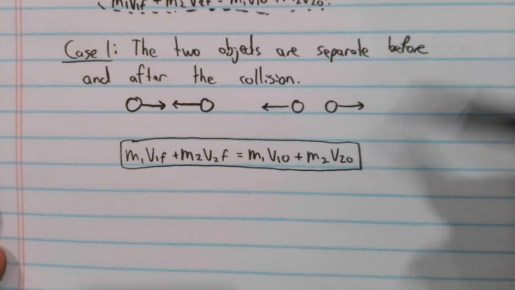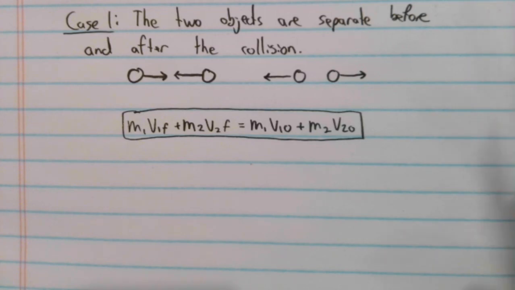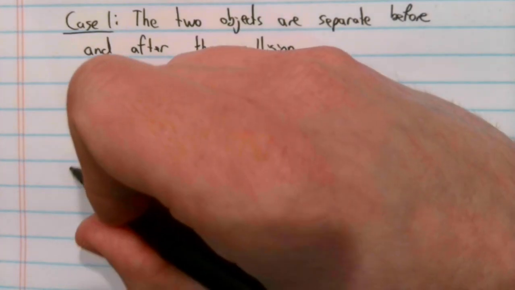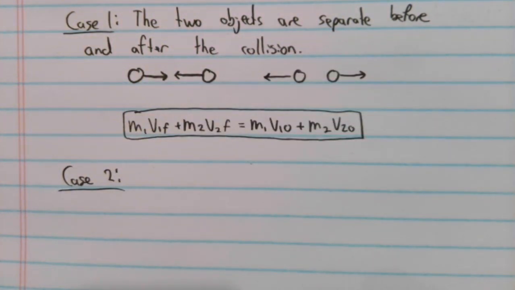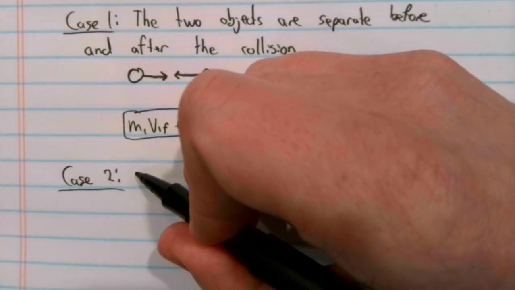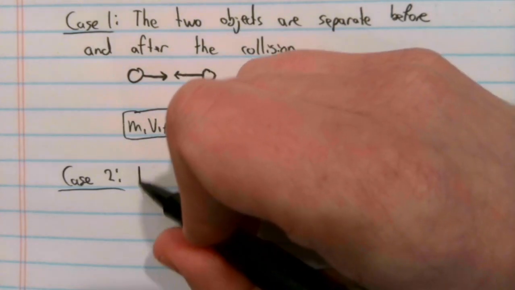Of course, this one's pretty simple. I just took it from here and wrote it down, but we'll see a little more complication as we go on to the next 2 cases. So case 2. This one's a little different. In this case, the objects are separate before the collision, but they are adjoined. They are together after the collision.